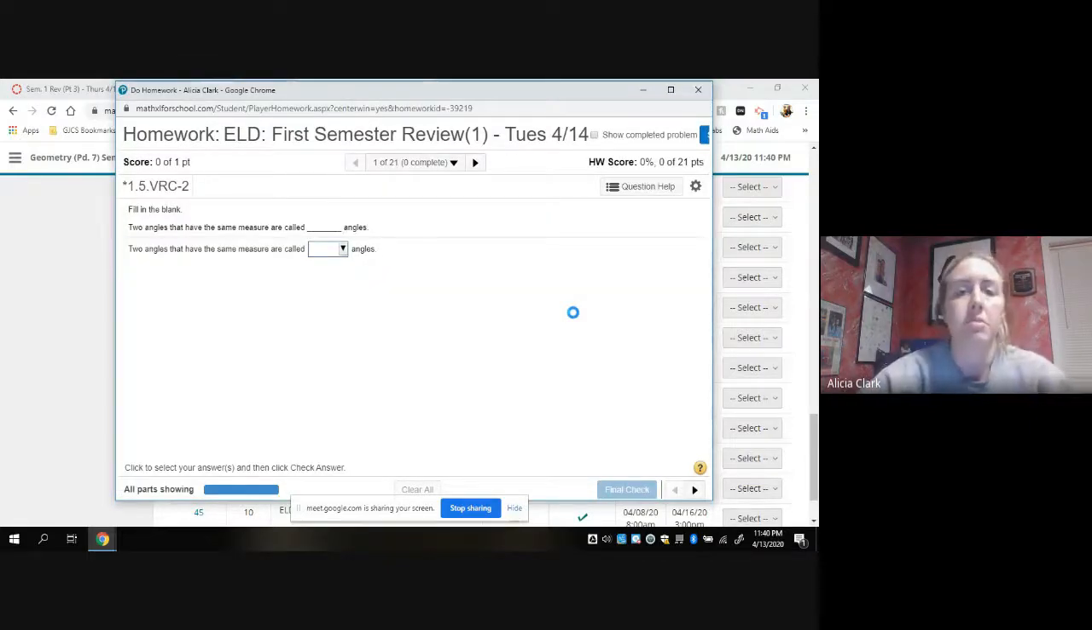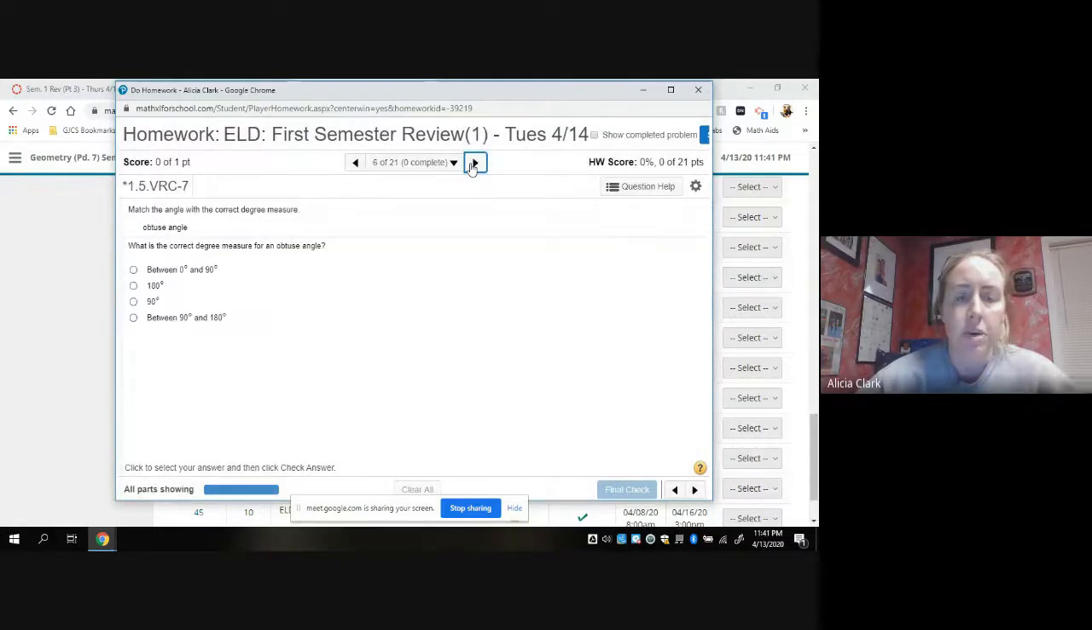So starting with the first review, the first questions that you're going to have are all vocab questions. Most of them are going to be a drop-down menu like this. If you're having issues coming up with these answers, Google is a great tool since you don't have a textbook, obviously, but you are going to be answering some different vocab questions.